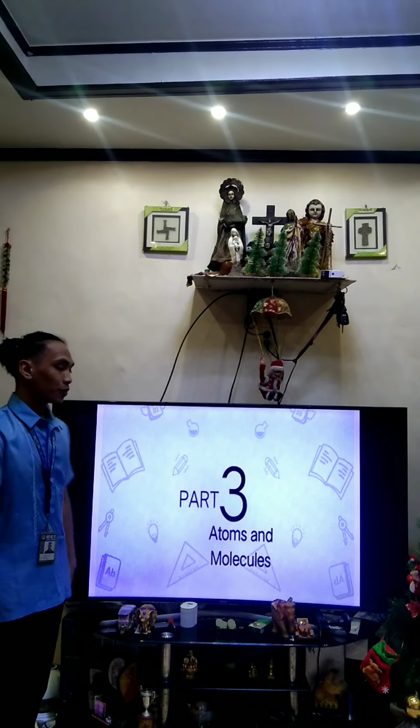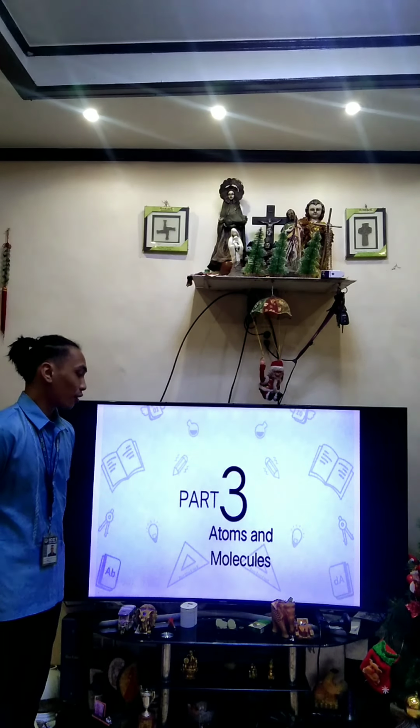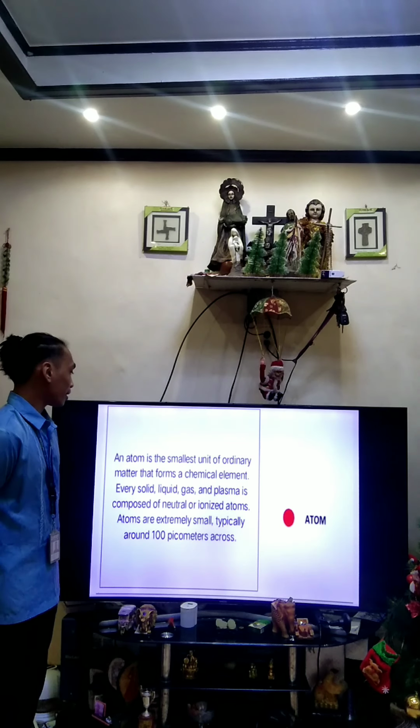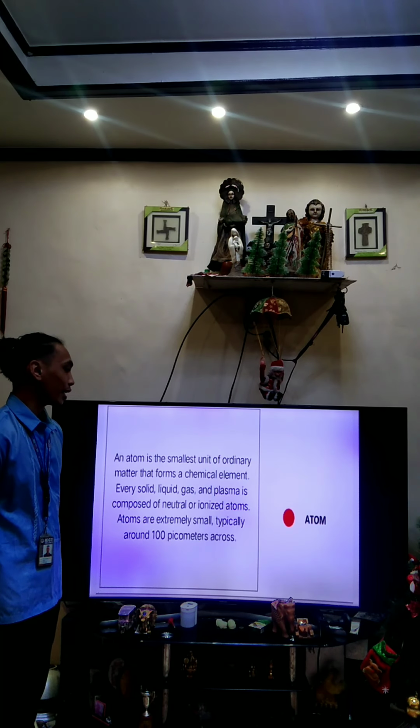Let's move to our part 3. Part 3 is atoms and molecules. In this part, we will differentiate atoms and molecules. Let's start with the atom. An atom is the smallest unit of ordinary matter that forms a chemical element.